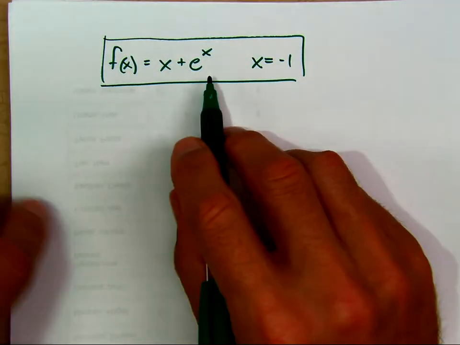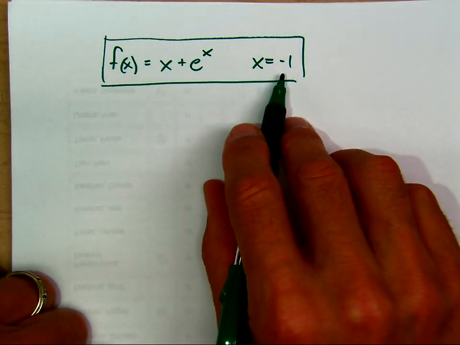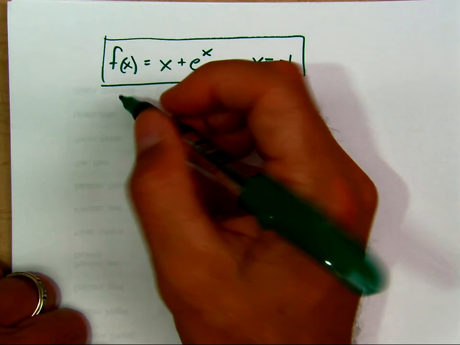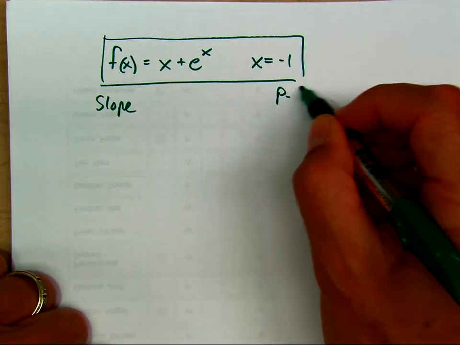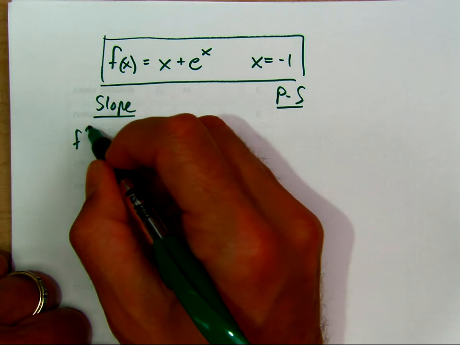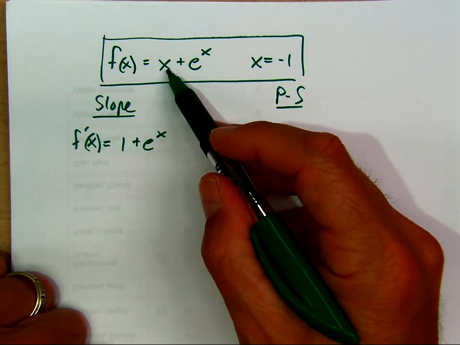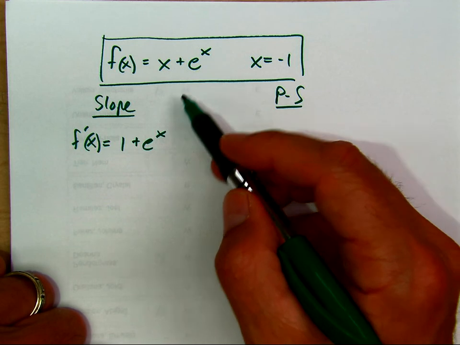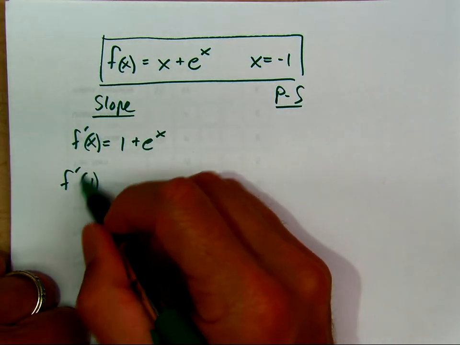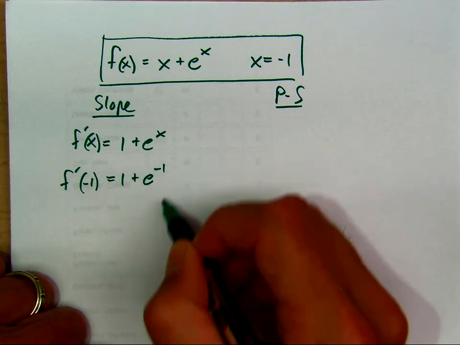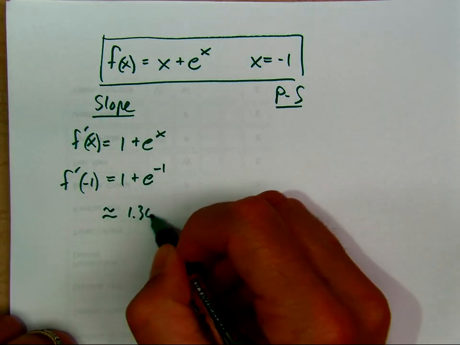Find the equation of the tangent line to the function at -1. Pause the video and try that. The derivative of x is 1. The derivative of e to the x is e to the x. Let's evaluate it at -1. And that's approximately 1.368.